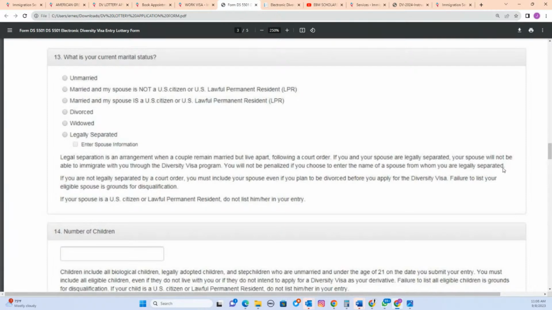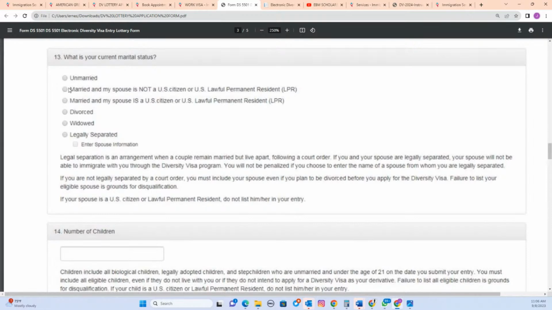You are not going to be penalized, and that person doesn't come with you. If you are not legally separated by a court order, you must include your spouse, even if you plan to be divorced before you apply for the DV lottery. Failure to list your eligible spouse is a ground for disqualification. If your spouse is a U.S. citizen or green card holder, do not list him in an entry.